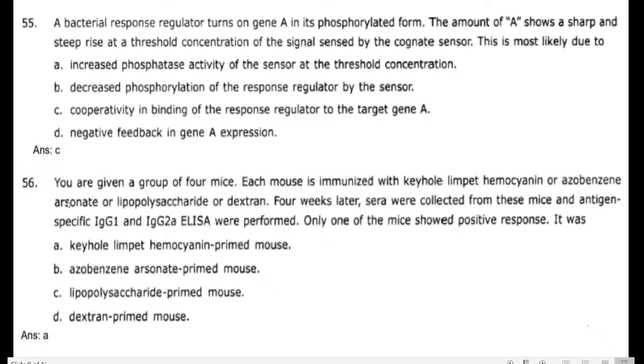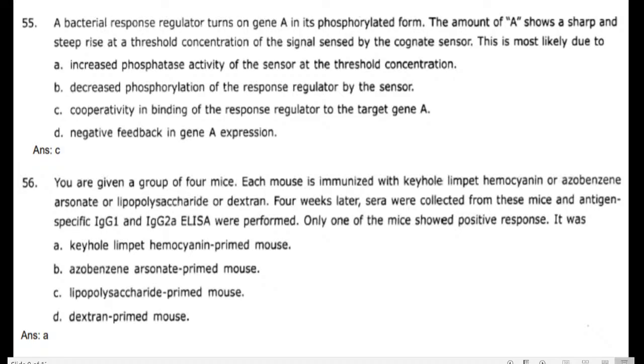Okay, here the question is: you are given a group of four mice. You have 4 different mice. Each mouse is immunized with keyhole limpet hemocyanin. One is injected with this molecule, hemocyanin, and another with azobenzene arsenate. Another mouse is injected with lipopolysaccharide. Another mouse is injected with dextran. And in this case, after 4 weeks, the sera are collected from these mice.